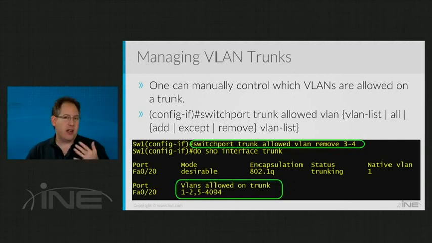You can also take VLANs that were previously removed and add them back in with the add command. You could say switchport trunk allowed vlan except 3, which means all VLANs except VLAN 3 are allowed on here. So this is a useful command. Definitely should know how to play around with this.